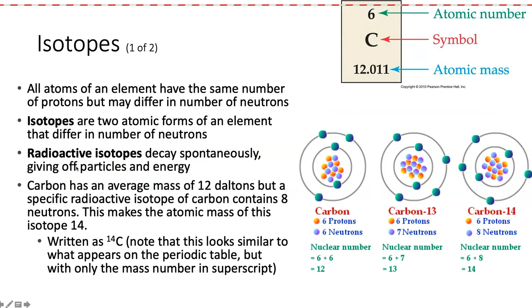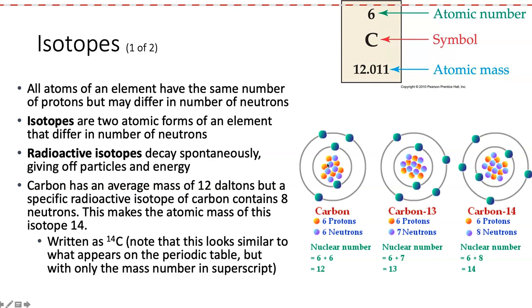When you're looking at atoms, it's important to understand that not all atoms of the same element have the same number of neutrons. So if you have a couple atoms, and they have the same number of protons, because that's how we define atoms, right? The atomic number is the element, and that's how many protons they have. They could have a different number of neutrons. The word we use for that is isotope. Again, an isotope is defined as two atomic forms of an element that differ in the number of neutrons.